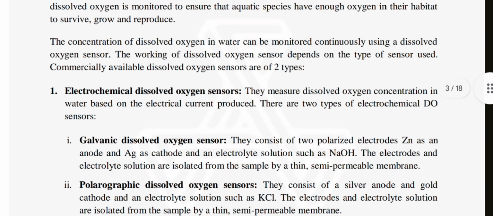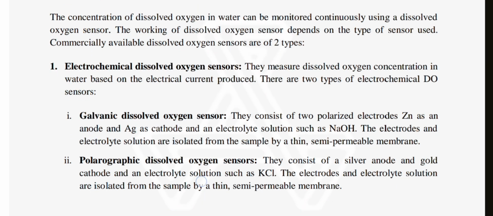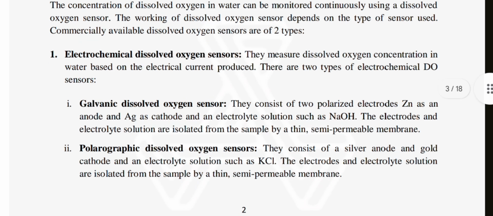The concentration of dissolved oxygen in water can be monitored continuously using a dissolved oxygen sensor. The working of a dissolved oxygen sensor depends on the type of sensor used. Commercially available dissolved oxygen sensors are of two types: electrochemical dissolved oxygen sensors and optical dissolved oxygen sensors. Electrochemical dissolved oxygen sensors measure dissolved oxygen concentration in water based on the electrical current produced. There are two types of electrochemical dissolved oxygen sensors.